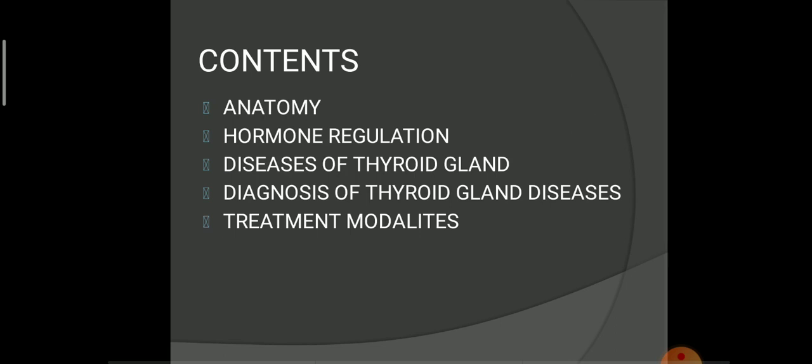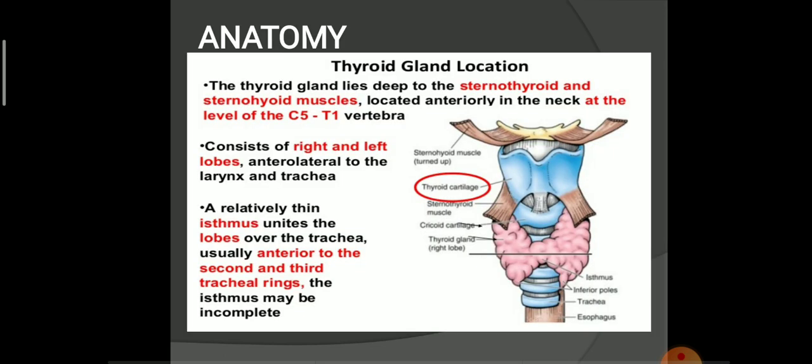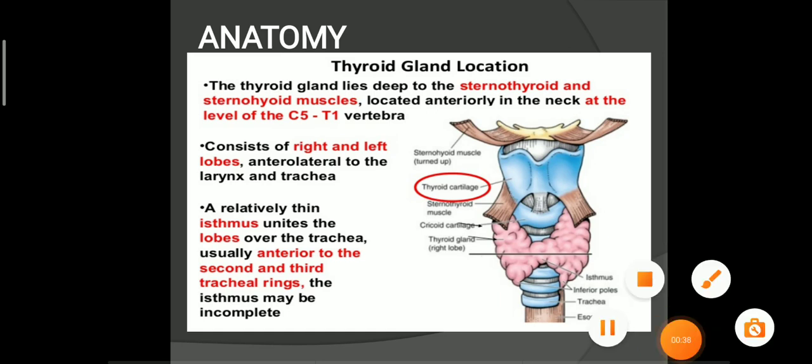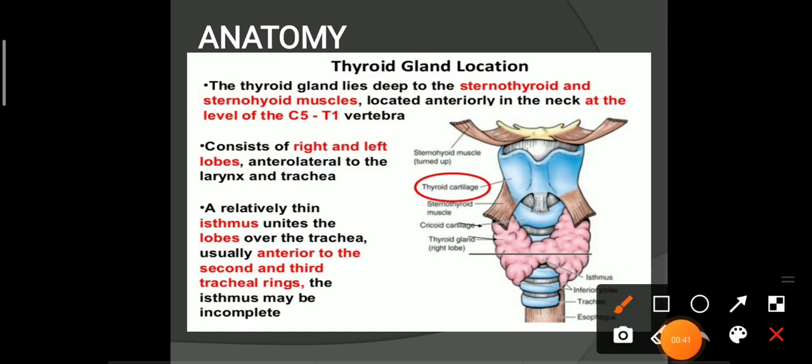and treatment modalities. Coming to the anatomy, the thyroid gland is situated at three cervical vertebrae, that is C5, C6 and C7, along with thoracic vertebra 1. It consists of two lobes, that is right and left lobe. These two lobes are connected by the isthmus. This isthmus lies opposite to three tracheal rings, that is the second, third and fourth tracheal rings.